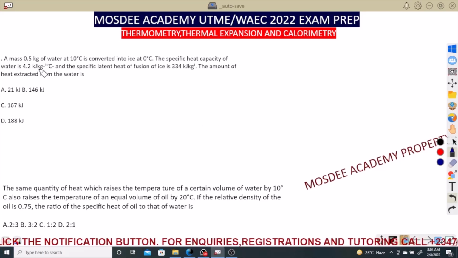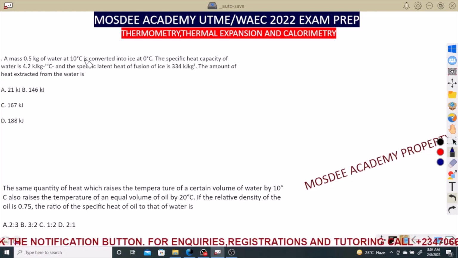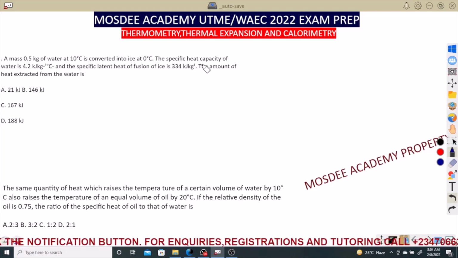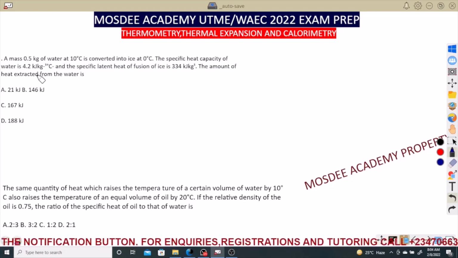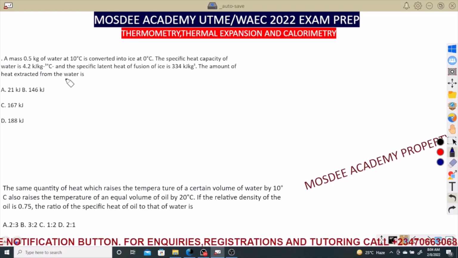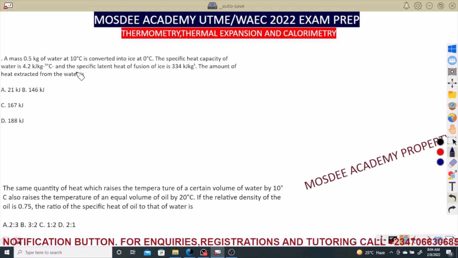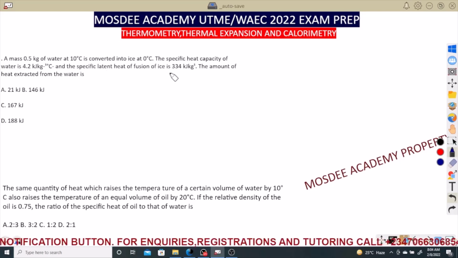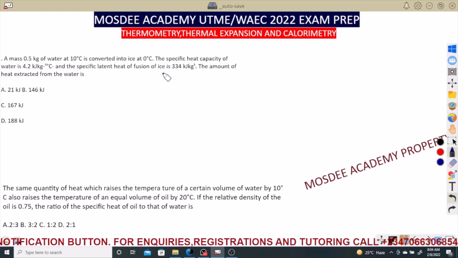Now, this says that a mass of 0.5 kilogram of water, we have a mass, we have a temperature, is converted into ice. When it was converted, there is a change in what? Temperature. Very good. Now, the specific heat capacity of water is 4.2 kilojoule. Is it kilojoule or joule per kilogram per degree Celsius? I don't know. I think it's a typo. Maybe it's kilojoule. I just take it as kilojoule per kilogram per degree Celsius. And the specific latent heat is also in kilojoule, 334 kJ.